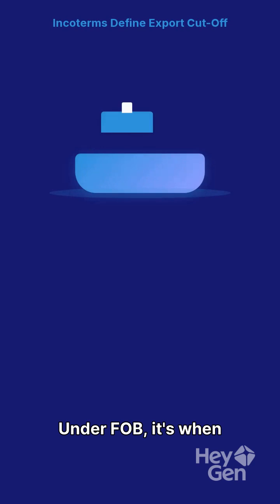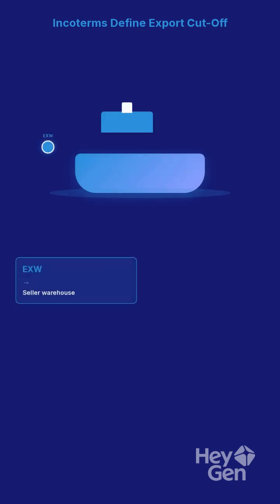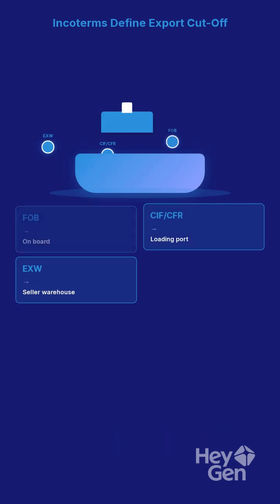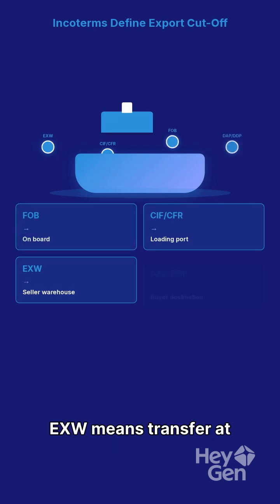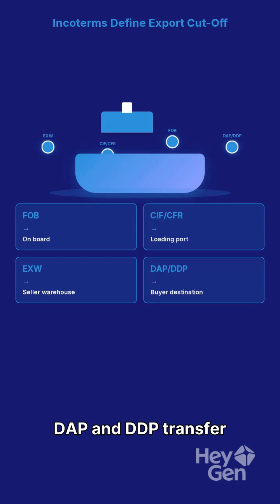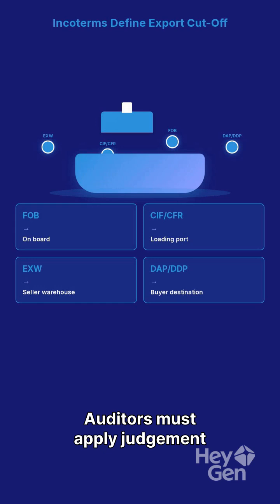Under FOB, it's when goods are on board the vessel. Under CIF or CFR, it's when goods cross the ship's rail. The EXW means transfer at the seller's warehouse. DAP and DDP transfer at the buyer's destination. Auditors must apply judgment when interpreting these terms.